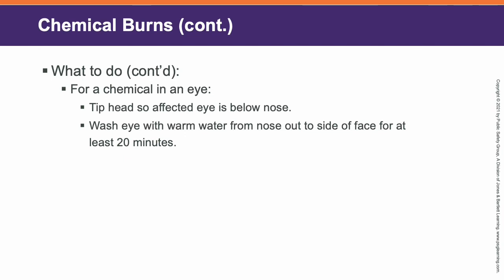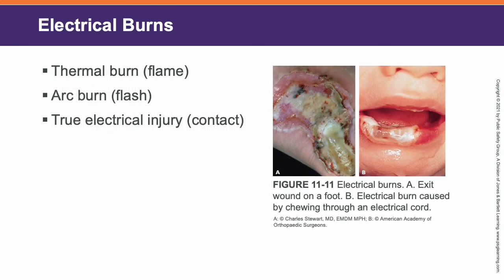Okay. Last but not least, electrical burns. So there's three types of electrical burns. There's thermal burns caused by something catching fire from electricity. There's an arc burn, which is just like a really quick flash, a shock. Or there's a true electrical injury, which is direct contact with this electricity, right? Like touching a wire that you're not supposed to touch. Not getting too close to something and it reaches out and shocks you, right? That would be an arc.